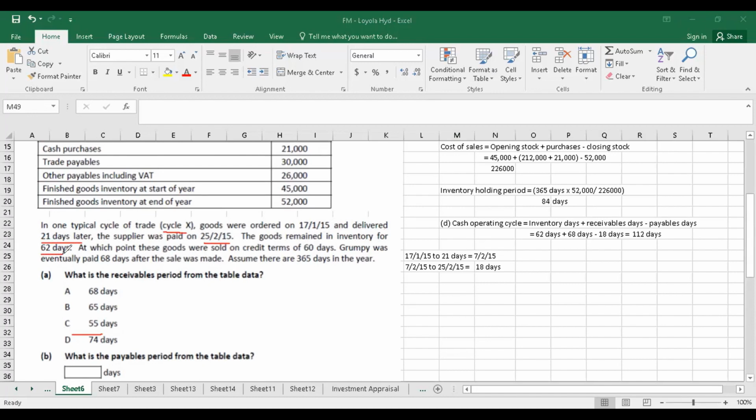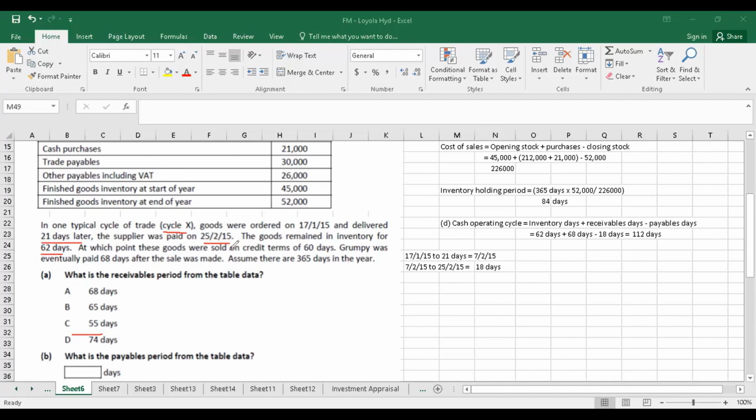For this cycle X, the details are given. Some of the terms are given, some of the details are already calculated. Others, we need to look into. Cash operating cycle is the sum total of the inventory days plus receivables days minus payable days. So if we look into that, the goods remained in inventory for 62 days. So the inventory holding period is 62 days. The inventory was held by the business for 62 days.